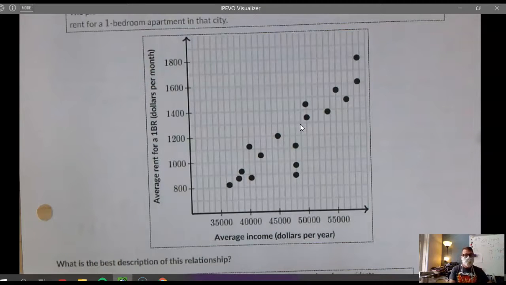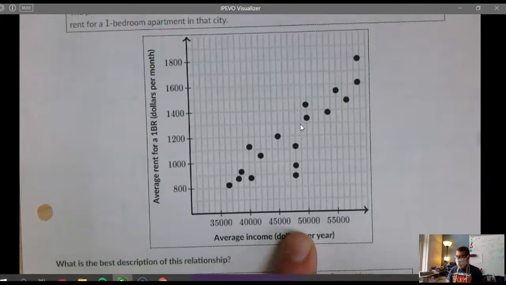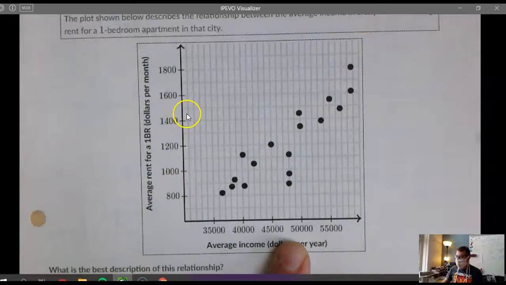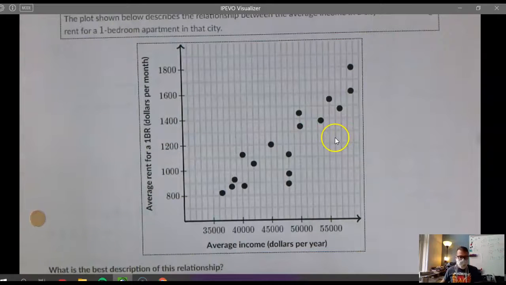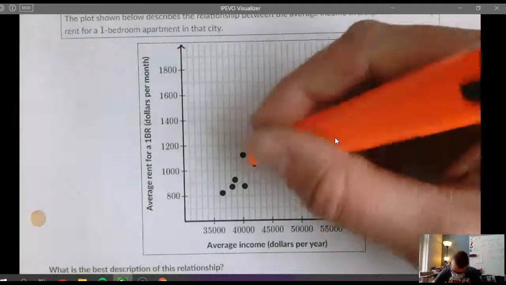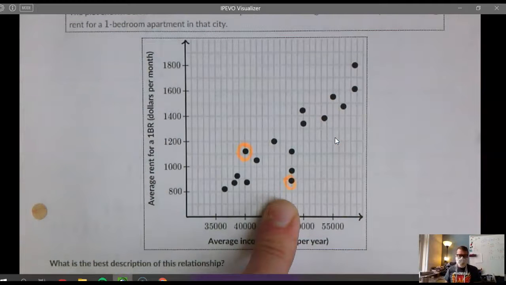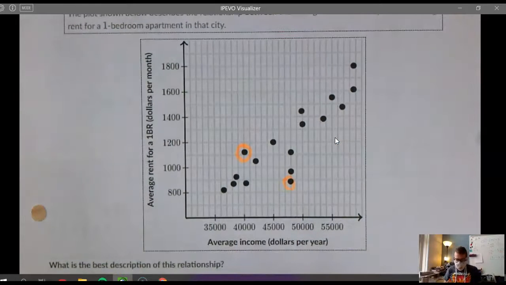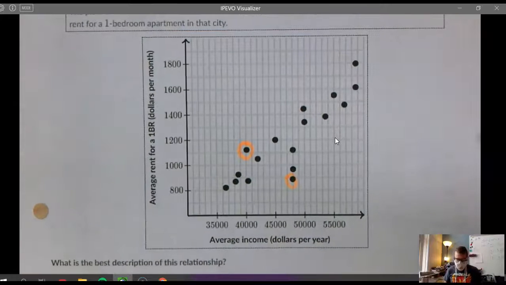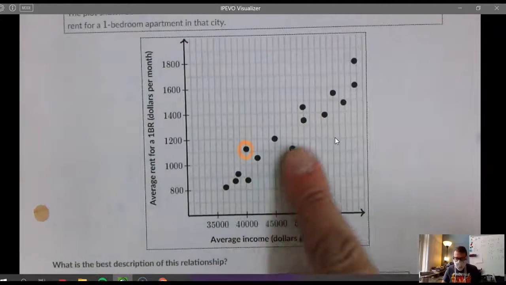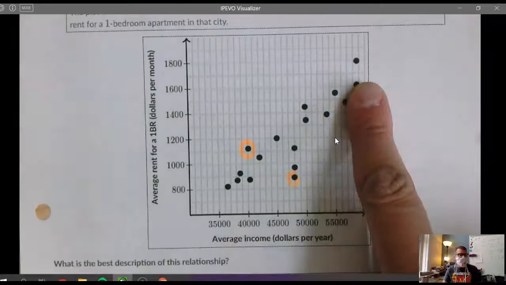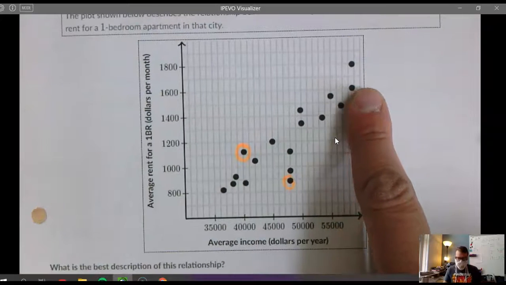Yeah, so as average income increases, average rent increases. Now, does this mean that is a rule? No. Check out this point compared to this point. Do those follow the rule of as income goes up, rent goes up? No. Yeah, but generally speaking, there's a trend, right? So we look for trends.